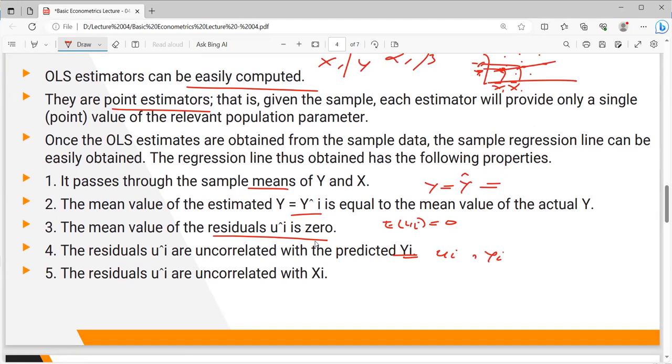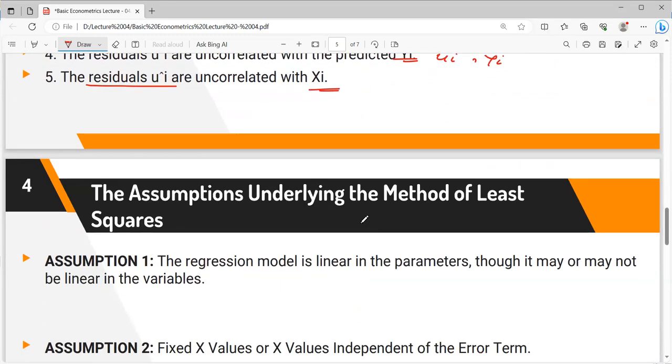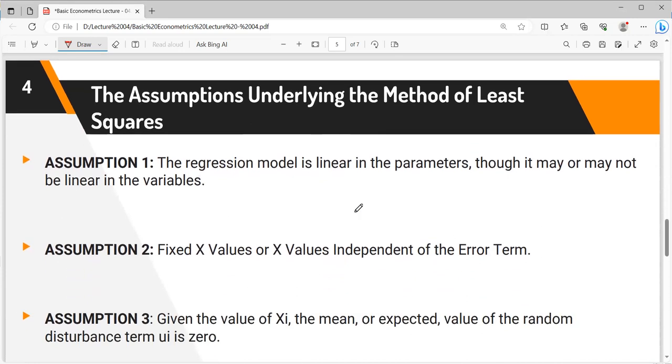Another property is that the residual mu i is uncorrelated with the X variable. So these are some properties of the regression line. On the basis of the regression line, we can explain the true estimators of alpha and beta. Now we will discuss the assumptions underlying the method of least squares.